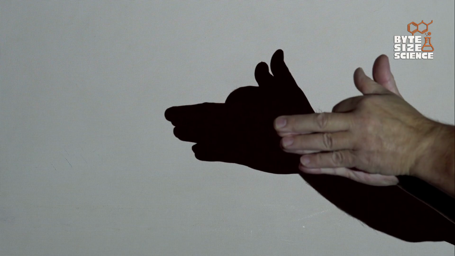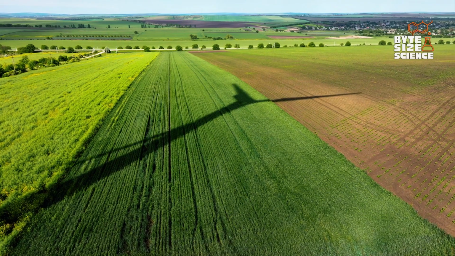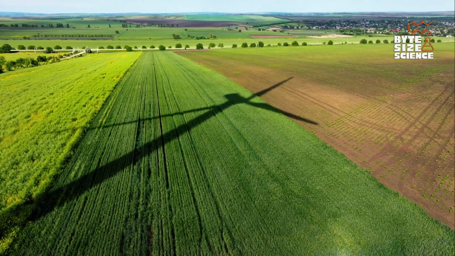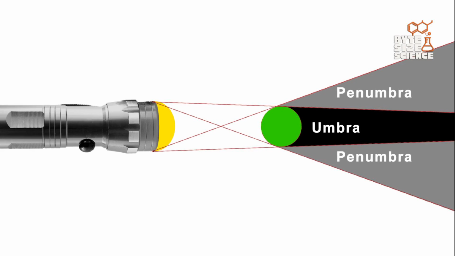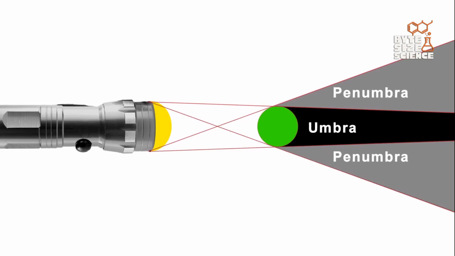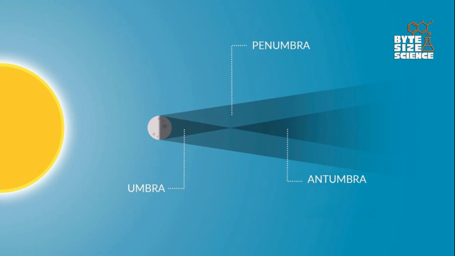If the light source is small, the shadow is sharp. If the light is large or spread out, edges blur. A shadow is the dark area where light is prevented from reaching a surface. It has two main zones, the umbra, full shadow, and penumbra, partial shadow. Sometimes there's even a third zone, the antumbra, where the object appears smaller than the light source.